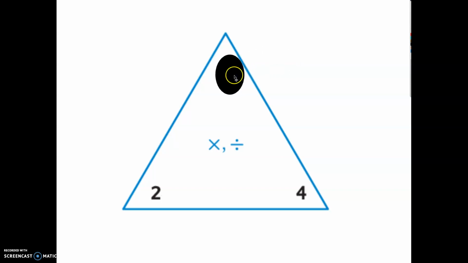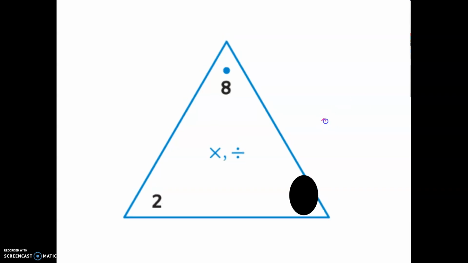Another way that I can use my fact triangles is I can cover up one of the factors. So now I have a missing factor. And I want to know, 2 times what number equals 8? Well, I can think about a related fact. I thought of how many groups of 2 there are in 8, and I know that there are 4 groups. And I knew it was 4 because 2 times 4 is 8.